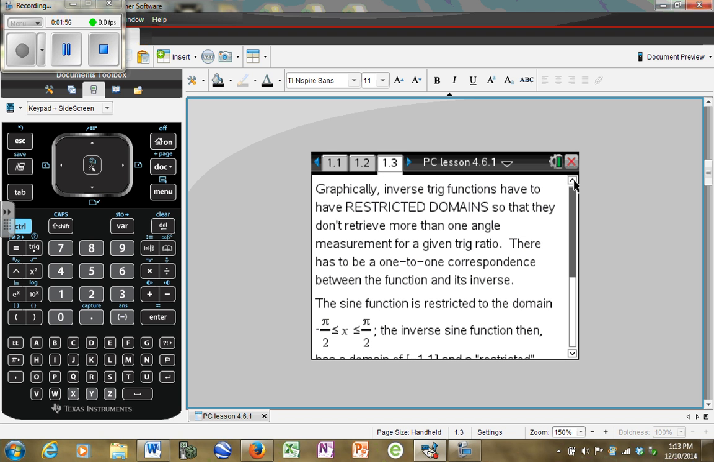Graphically, inverse trig functions have to have restricted domains so that they don't retrieve more than one angle measurement for a given trig ratio. If you leave your inverse trig function like the parametric inverses that we used the other day, it wiggle wobbles vertically, and you could cut a line through it and find more than one place. If you plug in an x, you find more than one answer for the y. So we restrict our domains so that we only have one answer that corresponds between the function and its inverse.